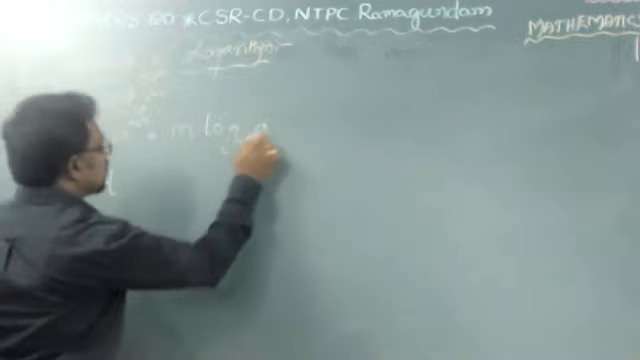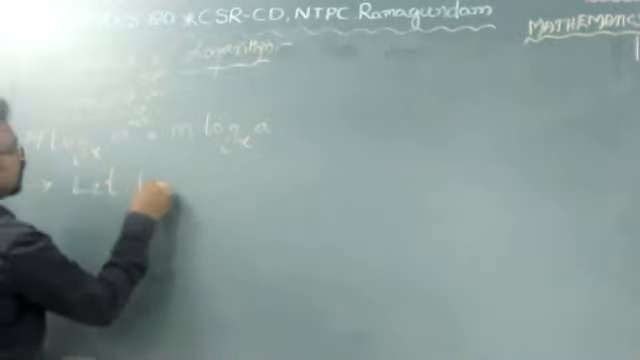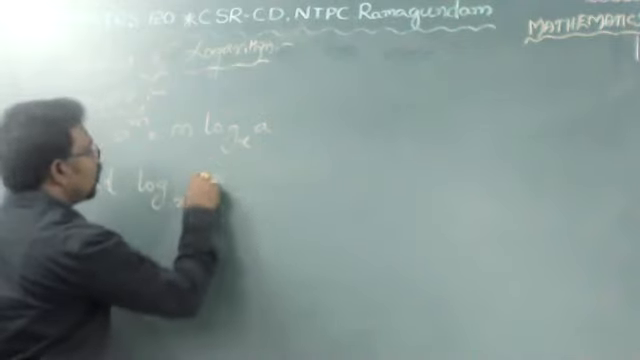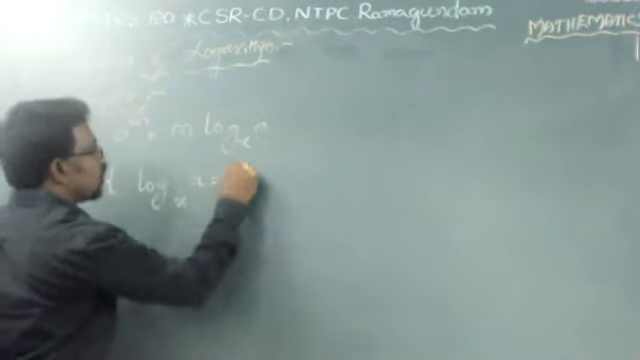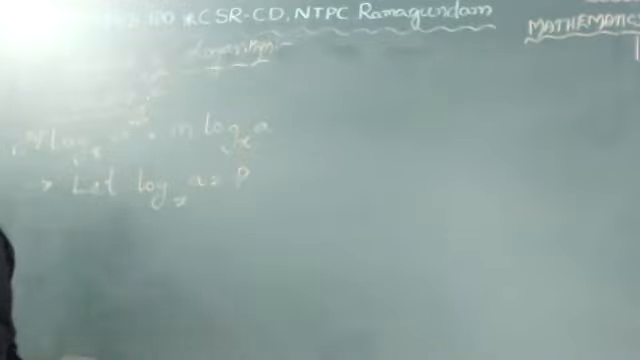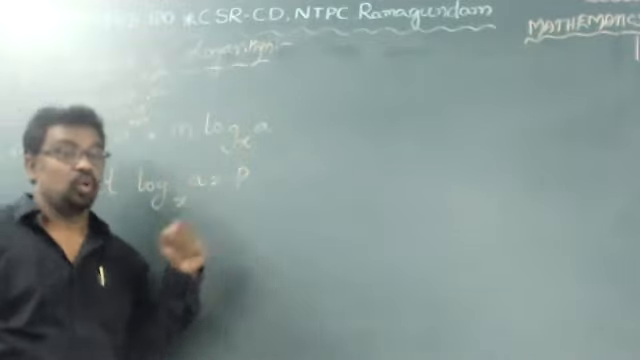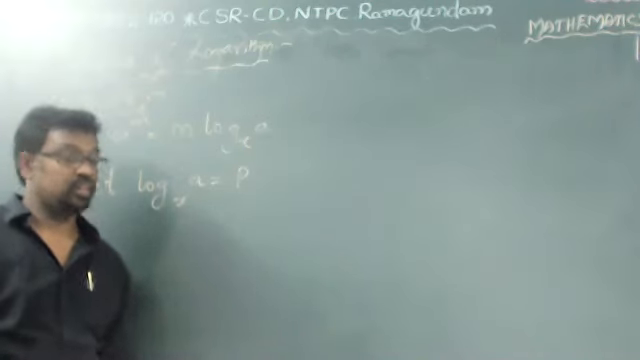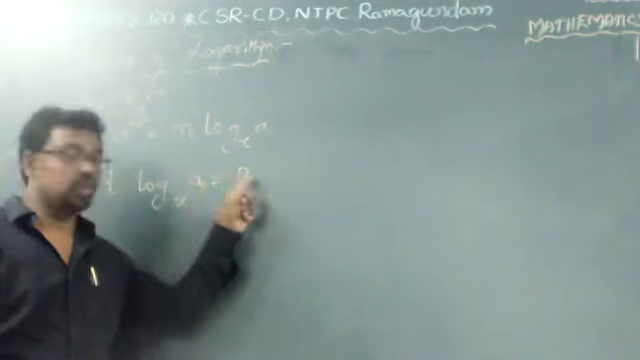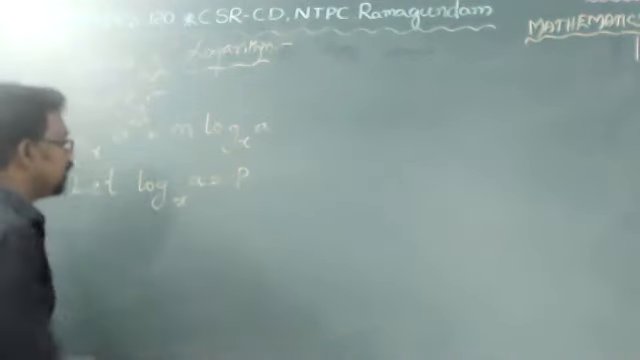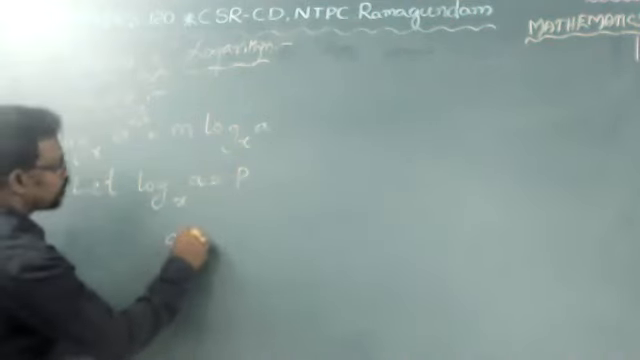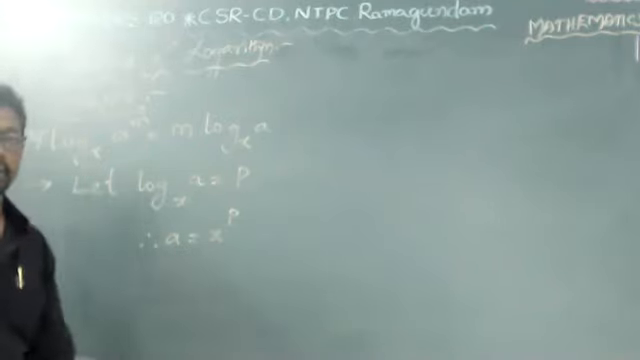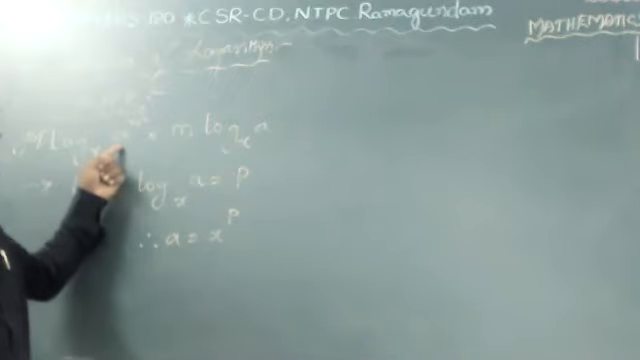Let log A to the base x be equal to P. Let us take this log A to the base x. What is the next step? That is A is equal to x power P. Good. A is equal to x power P. So same like that here also, this one, LHS.